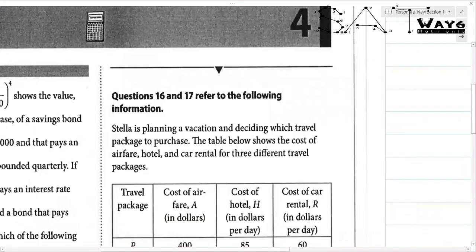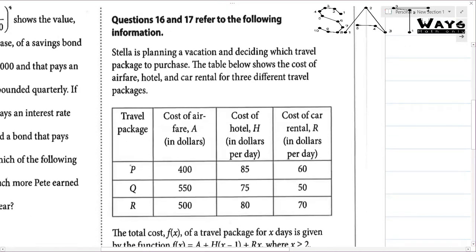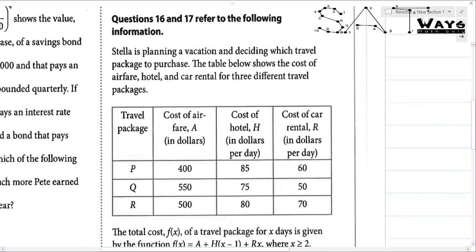Questions 16 and 17 refer to the following information. Still planning a vacation and deciding which travel package to purchase. The table below shows the cost of airfare, hotel, and car rental for 3 different level packages: travel package P, Q, and R, cost of airfare A in dollars, cost of hotel H in dollars per day, cost of car rental R in dollars per day.